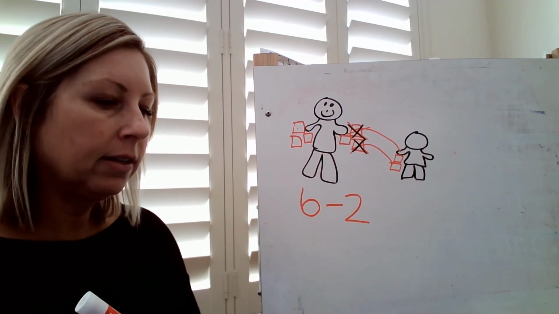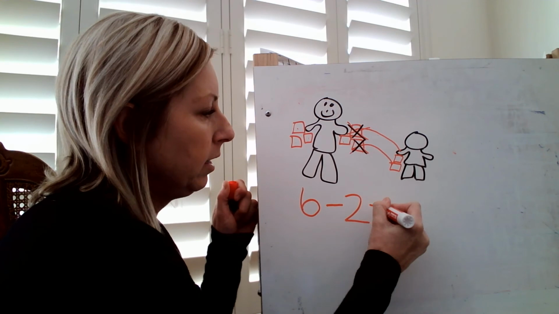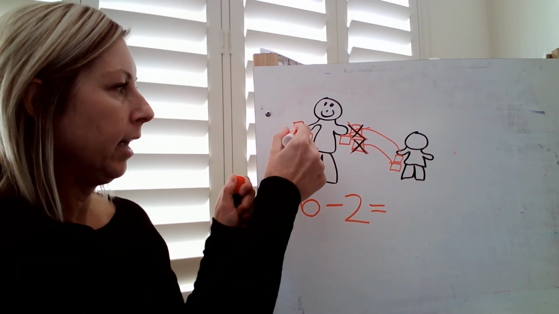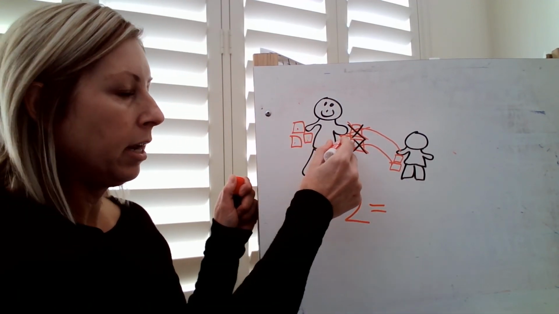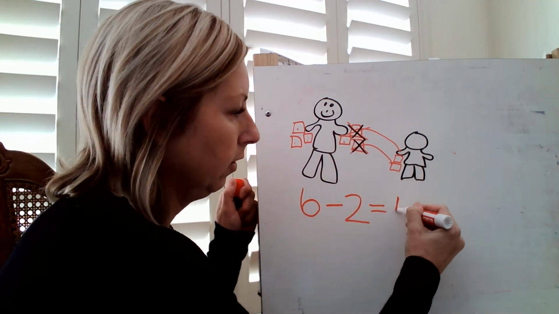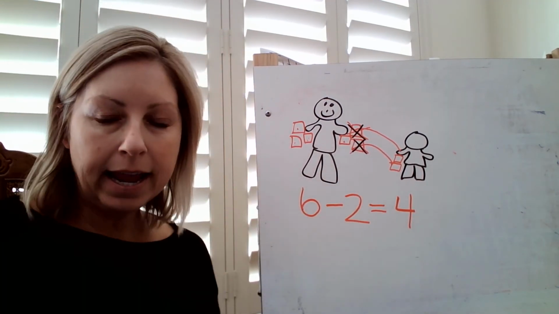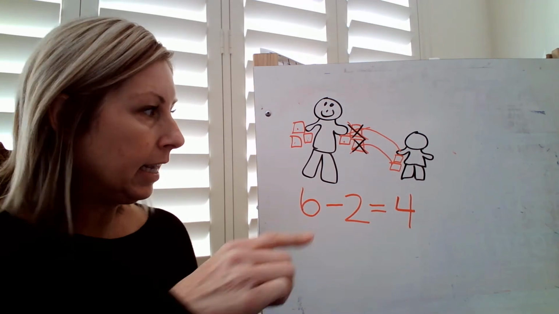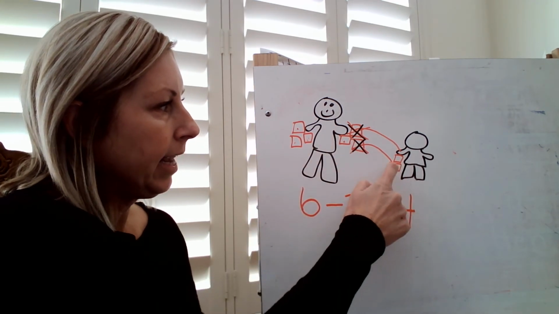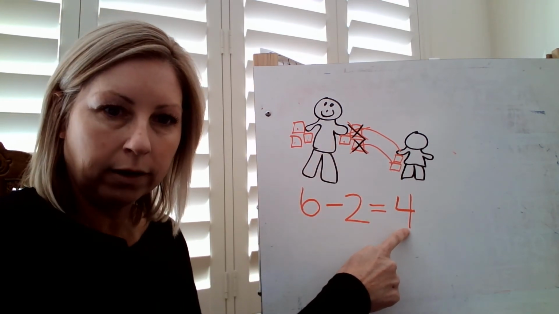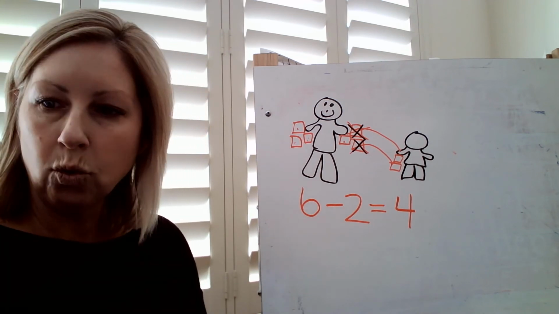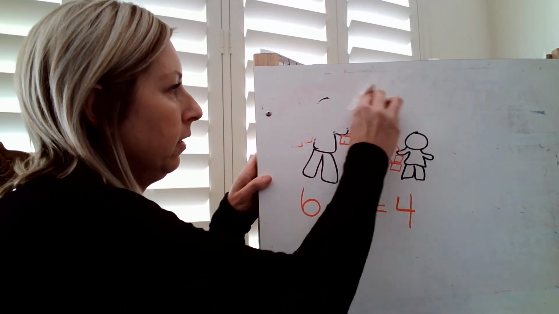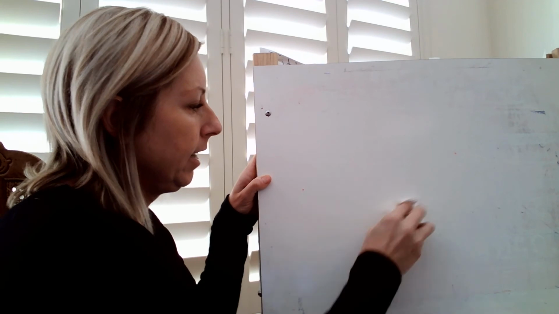How many does my friend still have left? Well, we need to count the rest that he has. He has 1, 2, 3, 4. So I just did a takeaway problem, okay? He gave away some of what he had, and he's left with 4. All right, let's do one more of the takeaway ones. So he's not adding them all together, he's taking them away.